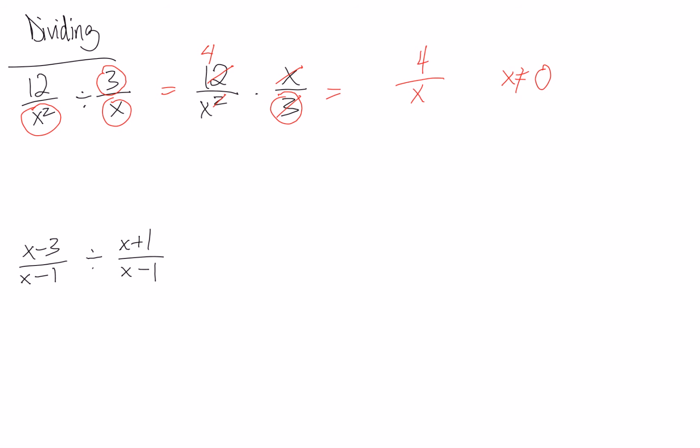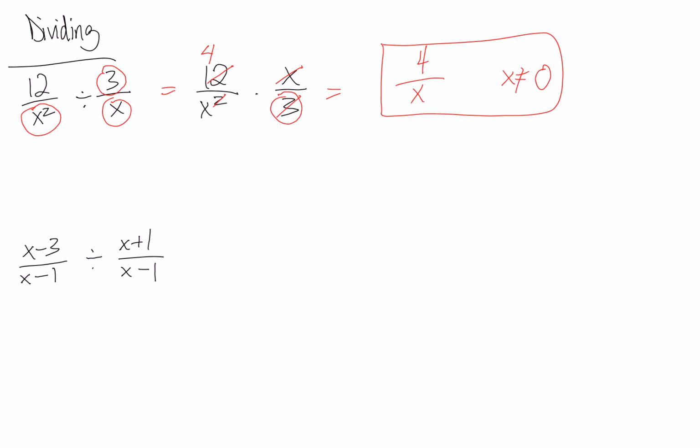But we would have to worry about it if it was like a 3x or x minus 2 or something like that. So what you have to remember with dividing is your non-permissibles will be the bottoms always, but also the top of the second one, because it gets flipped and becomes the bottom. So in this case, that's all we'd have to do.